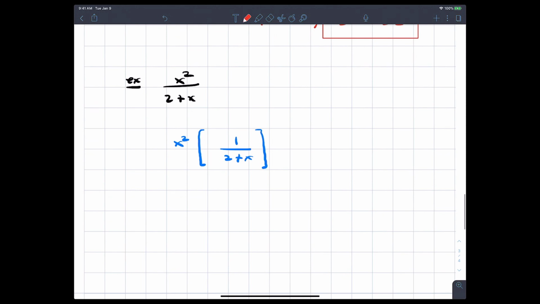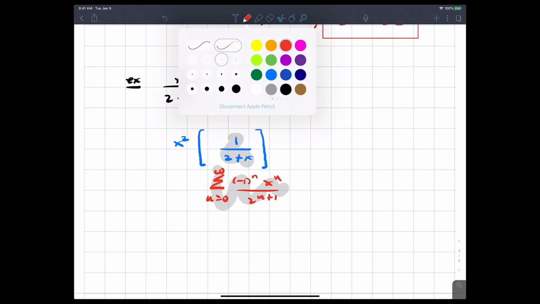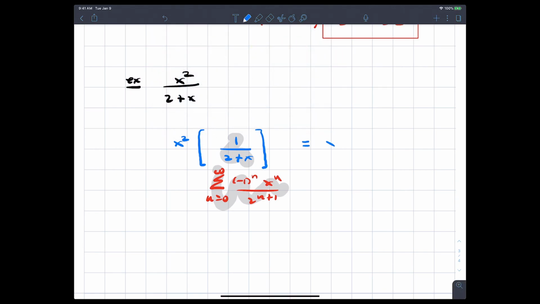And that looks like this. This is replaced with the sum, negative 1 to the n, x to the n over 2 to the n plus 1, and that's n is 0 to infinity. So by knowledge of the power series expansion for 1 over 2 plus x in the prior example, we replace that with that power series. And so you say, does that give you now x squared times that sum, negative 1 to the n, x to the n, over 2 to the n plus 1, where n starts at 0 to infinity? And it does.